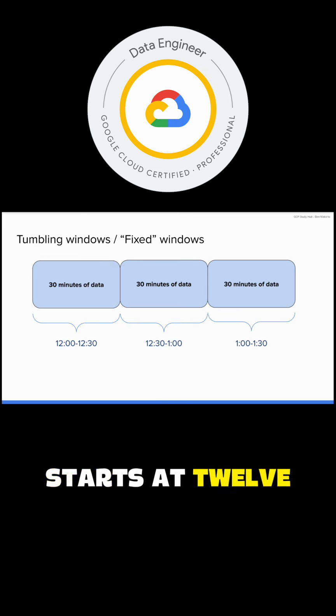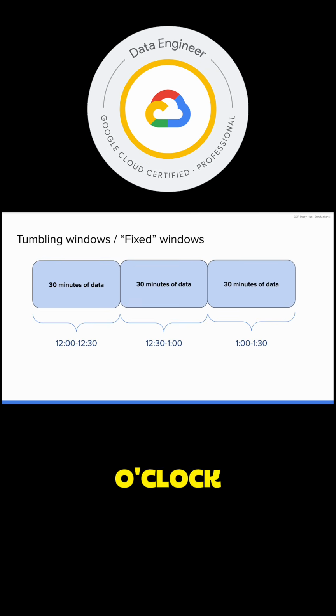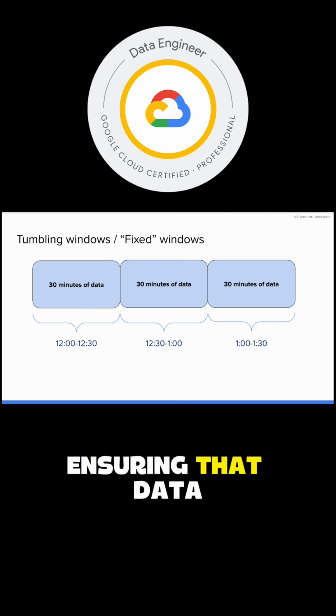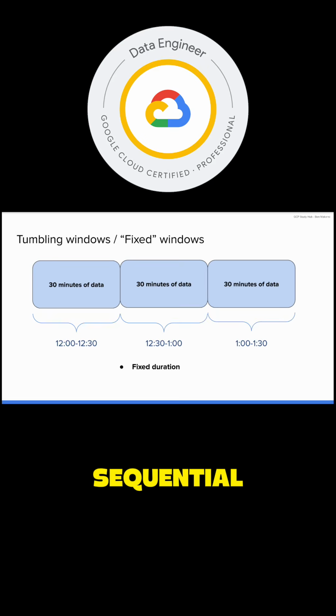The first window starts at 12 and ends at 12:30. The second one here starts at 12:30 and ends at 1 o'clock. And the third starts at 1 o'clock and ends at 1:30. Each window has a fixed duration. Windows are non-overlapping, ensuring that data is not repeated across windows, and they are sequential, meaning that windows simply follow one another in a continuous sequence.